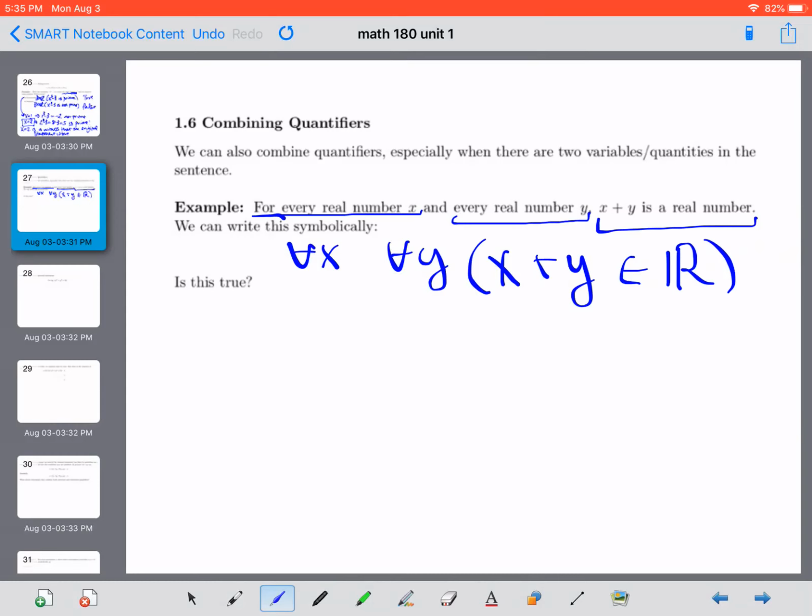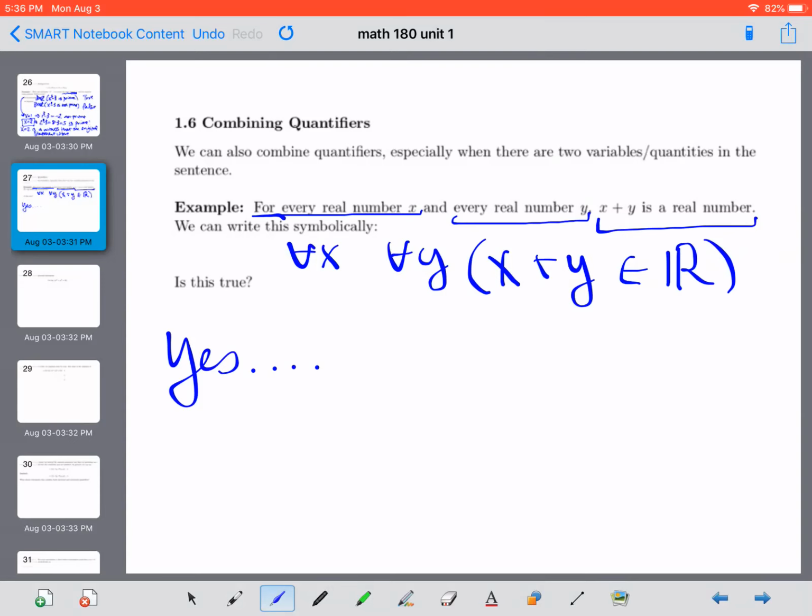So for every real number x and for every real number y, the sum of x and y is a real number. Is this true? This is actually true, but we're not going to prove it here. It's maybe a little above where we're at this moment. But when you add two real numbers together, you do indeed get a real number.